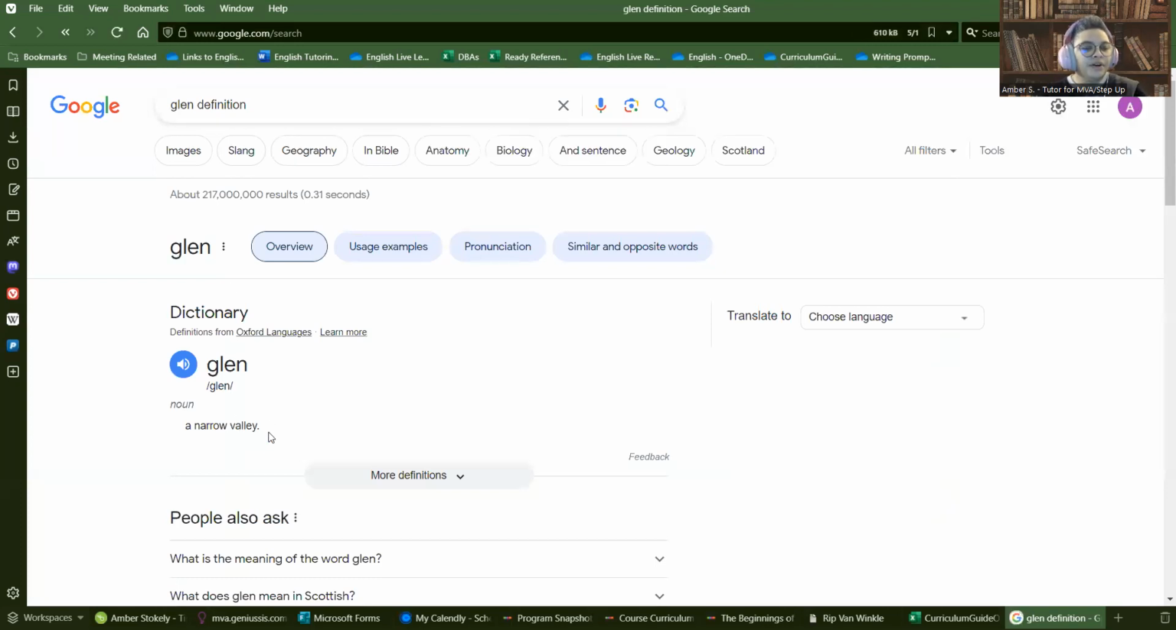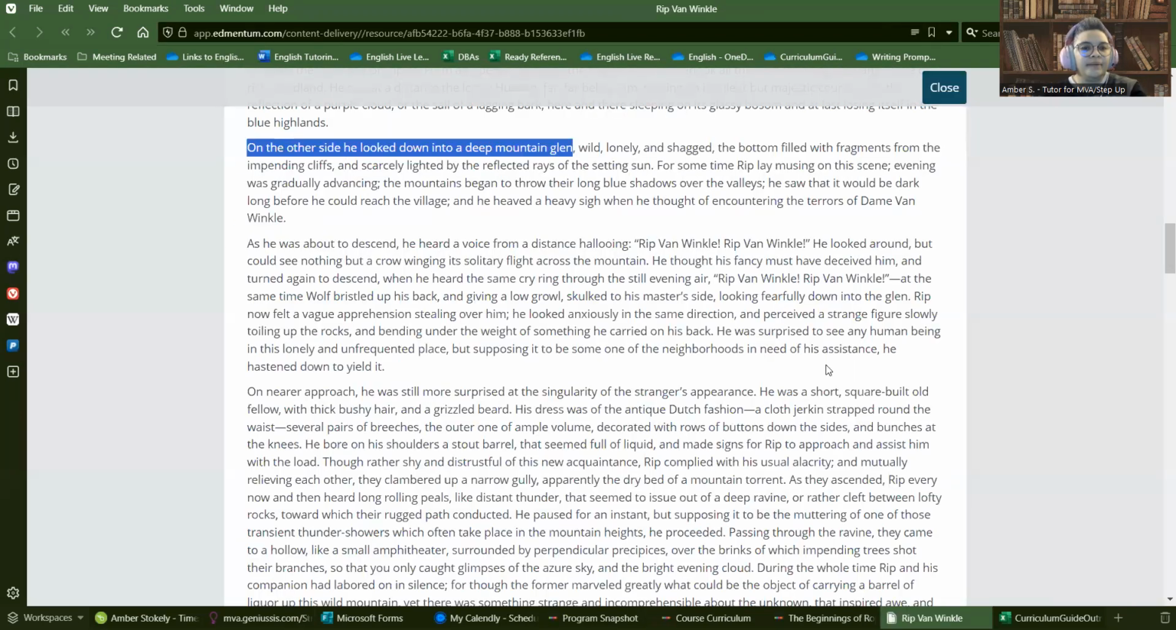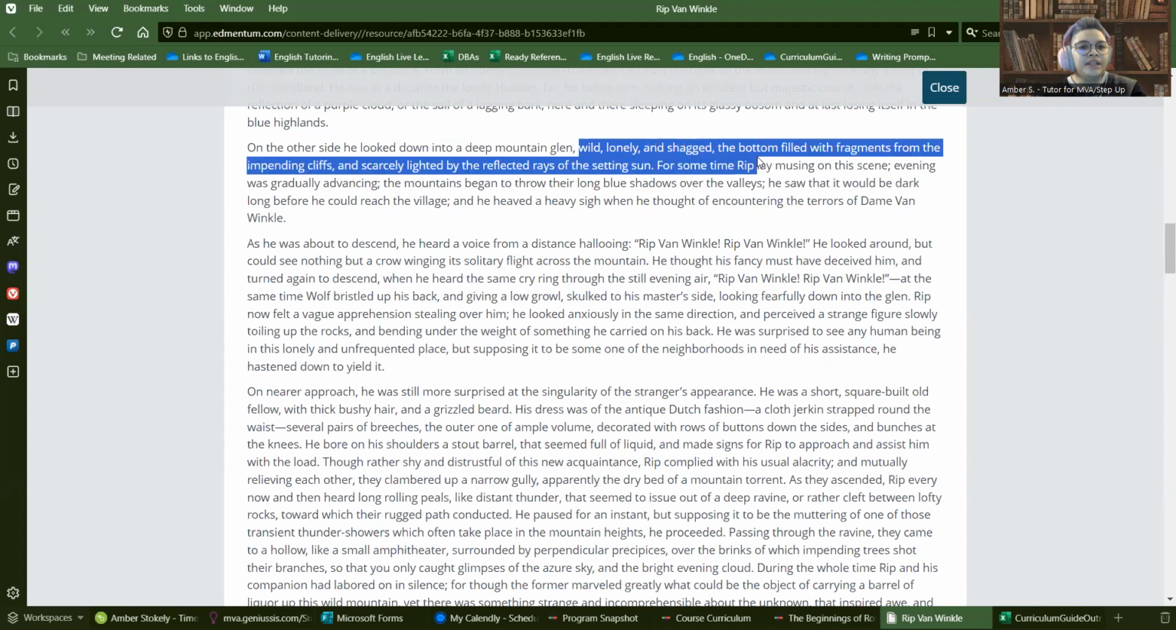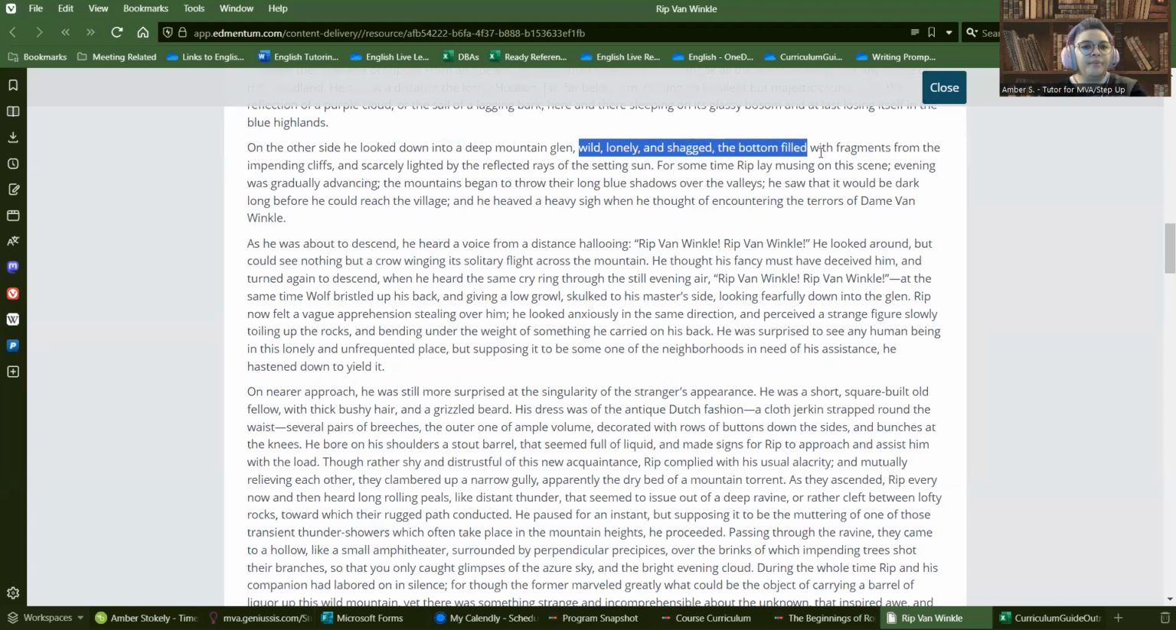Yeah, a narrow valley. So he's on a hill. There's a small valley nearby. It's a part of the landscape. It says it's wild, lonely, and shagged. The bottom filled with fragments from the impending cliffs. So he's looking down into a valley, and the bottom of the valley, like a valley is like an area between two hills. And the bottom has it says fragments from the cliff, so we're talking like rock. And then it says it's scarcely lighted by the reflected rays of the setting sun.